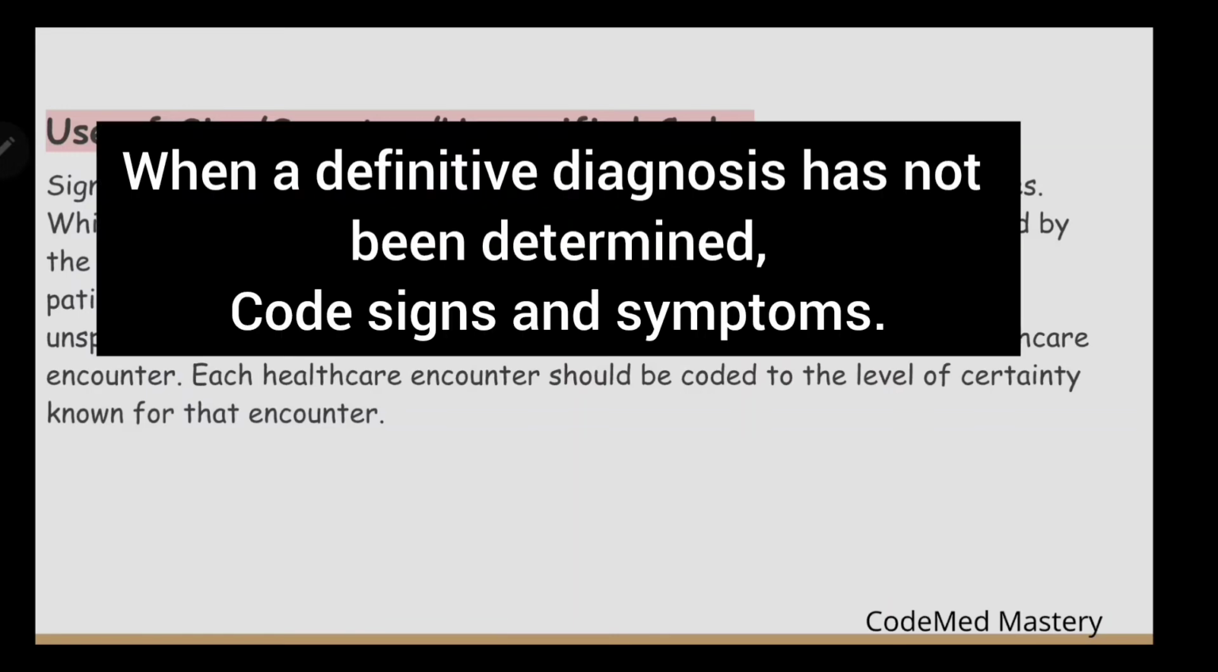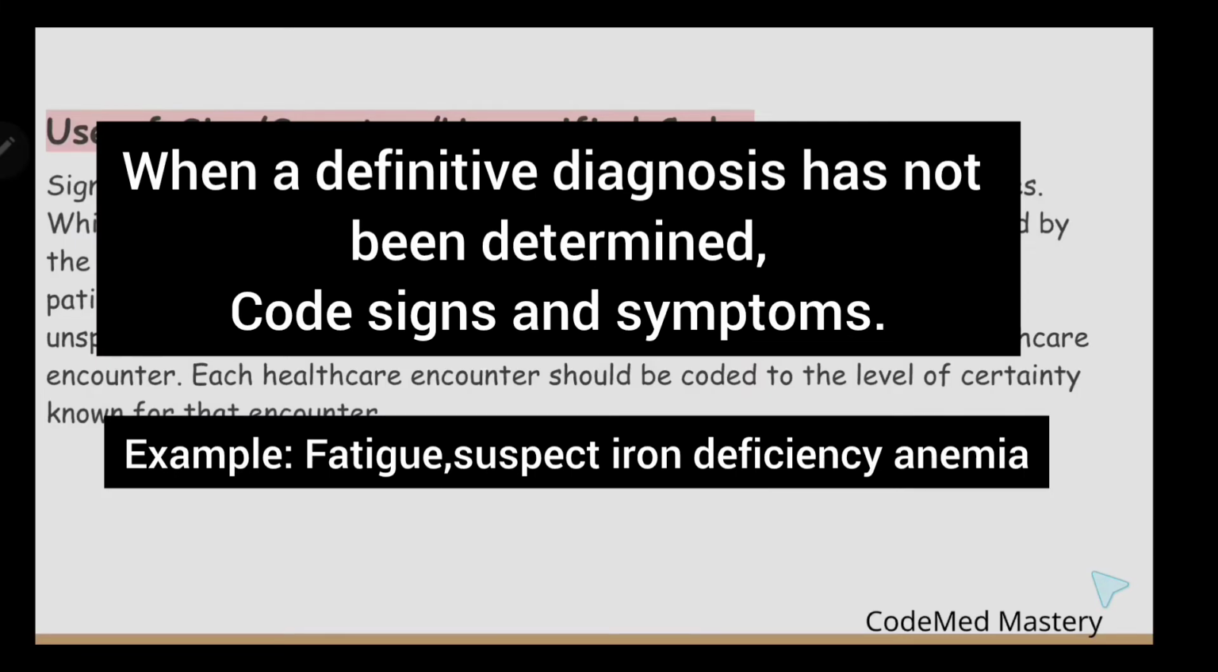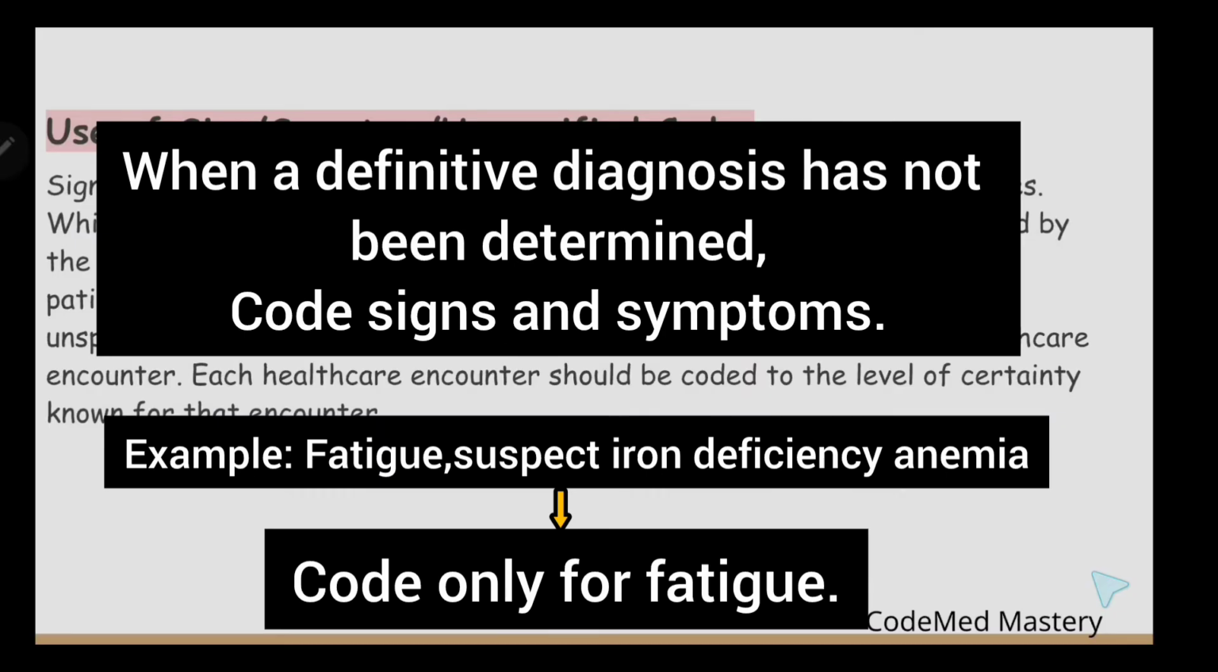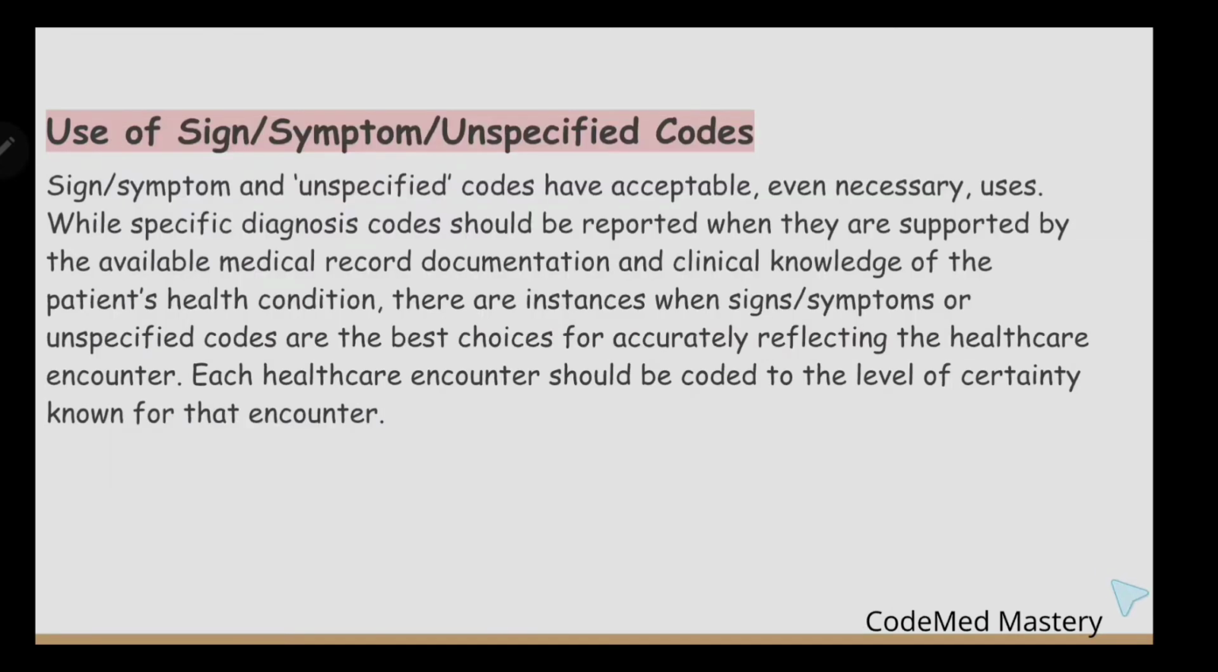When a definitive diagnosis has not been determined, we have to code the sign, symptom and abnormal test results or other reasons for the visit. For example, fatigue, suspect iron deficiency anemia. So in this case, it is only necessary to code fatigue because the physician has not confirmed a diagnosis for iron deficiency anemia. They have mentioned the word suspect. So it is an uncertain diagnosis. So we should not code iron deficiency anemia. We have to code only for fatigue.